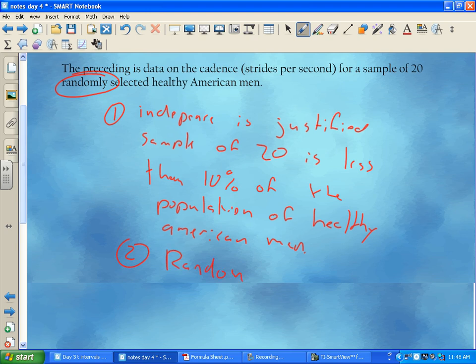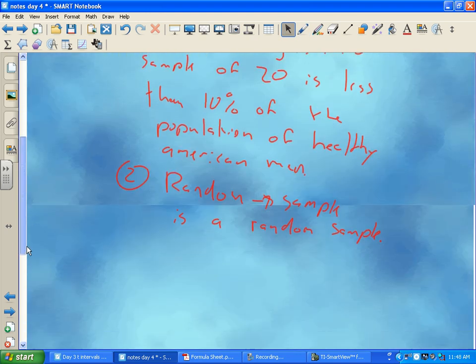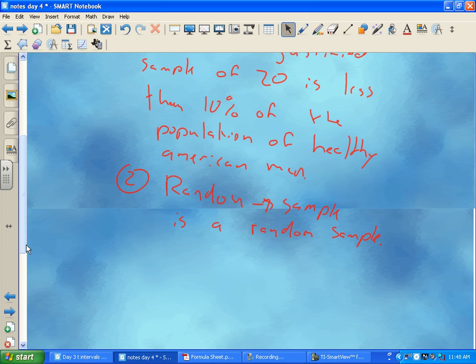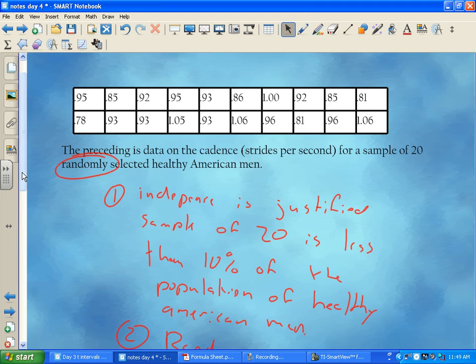Random. All I need to do is say sample is, is this too dark for you guys? A random sample. So our sample is random, so we're good. We've got 2 out of the 3. Normality. Normality, we are less than 30.